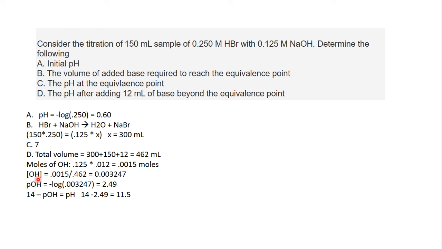So the concentration of OH is 0.0015 moles of OH divided by the volume in liters, which is 0.003247. If I know the molarity of OH, I can get POH, because it's just minus log molarity of OH, which is 2.49. And if I know POH, I know pH, because POH plus pH equals 14. So 14 minus POH equals pH, or 14 minus 2.49 equals 11.5. So our pH of this solution is 11.5.